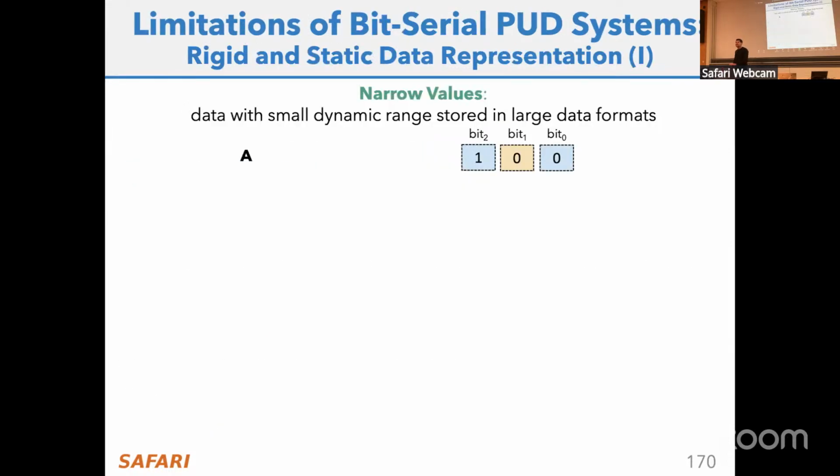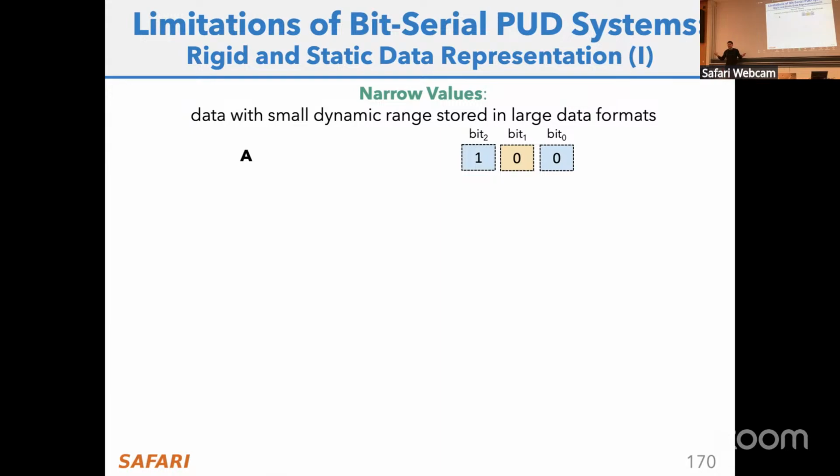There is this thing in computer architecture called narrow values, which is exactly this phenomenon that I just mentioned. Programmers tend to store narrow values, so small dynamic ranges, inside large data values. When you instantiate an integer, you're not necessarily thinking about what boundaries the integer might take during the execution of the application, right?